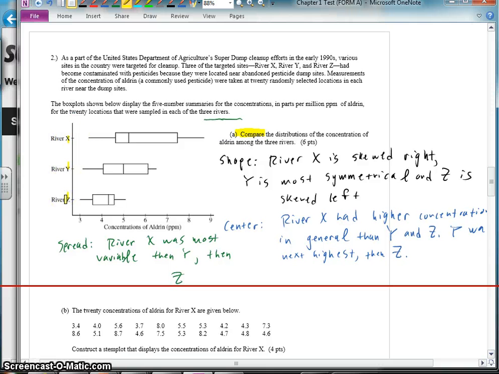And in order to get full credit for this, you had to compare and also look at shape, center, and spread. Okay, so shape, basically you're going to say X is right skewed, Y is the most symmetrical, and Z is left skewed. Center is a little easier to make a comparison statement. In general, X's concentrations were higher than Y's, which were higher than Z's. And also looking at the variability or the spread, X's was the most spread out, then Y, and then Z.